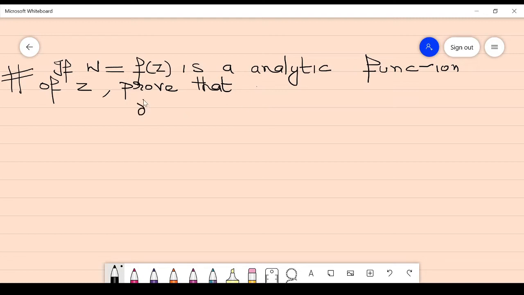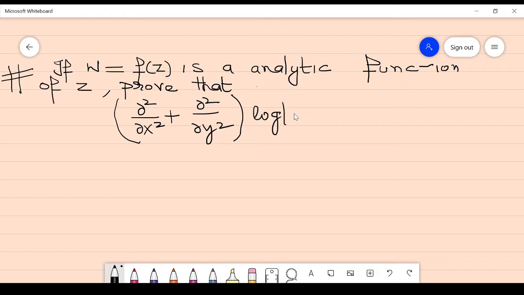∂²/∂x² plus ∂²/∂y² into log of absolute value of f dash z, which is equal to 0. So this is again a very important result. Prove that left hand side is equal to 0.